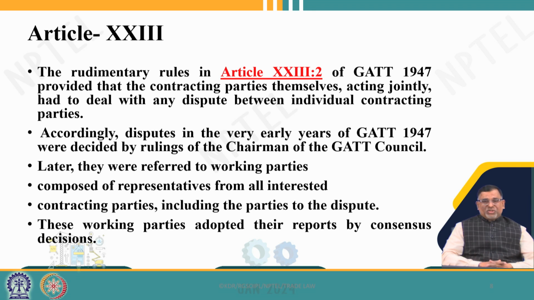So, the GATT council, the chairman at GATT council, played a crucial role in resolving the disputes in the early days of GATT. Later on the number goes up. These disputes were referred to working parties, and these working parties consisted of representatives of all interested parties. So, parties to the dispute and other members also were included in these working parties. These working parties adopted the reports by consensus.